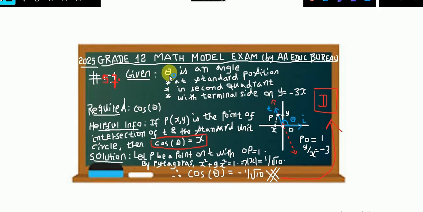Given information, we are given an angle at standard position which is in the second quadrant and whose terminal side lies on the line y is equal to negative 3x. Let it be this line. And the terminal side of the angle is on this line. And the angle is at standard position means its initial ray is on the positive x-axis. So, what's required or asked? What's cosine of this angle?